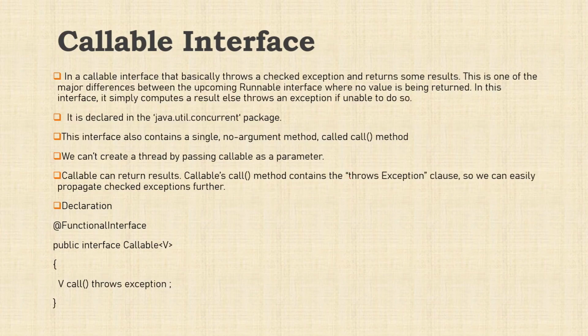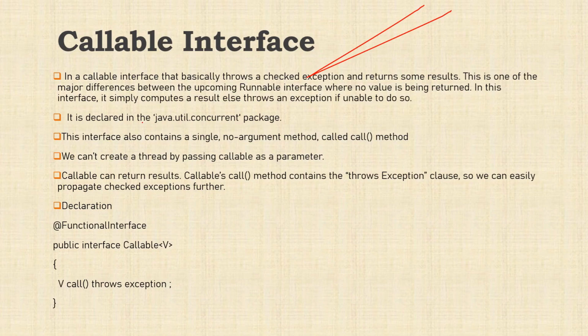So let's start with the Callable interface. In the Callable interface, it can throw a checked exception and return some result. This is one of the major differences from the Runnable interface, where no value is returned. This interface simply computes a result, or throws an exception if unable to do so. So it throws a checked exception, and just now we saw that Runnable will not throw any exception.